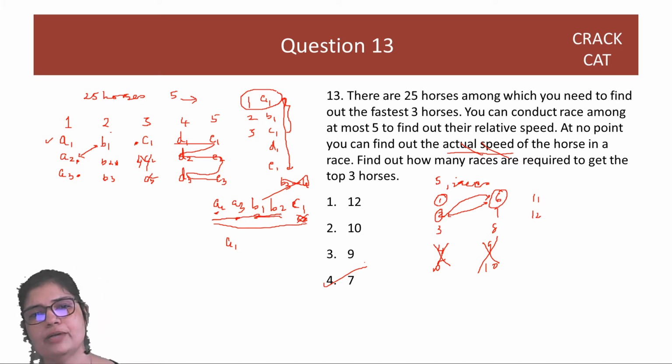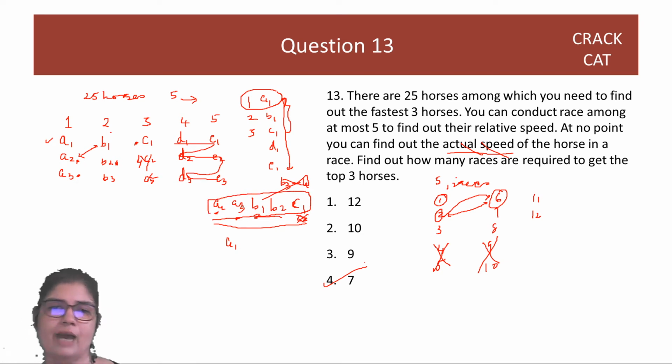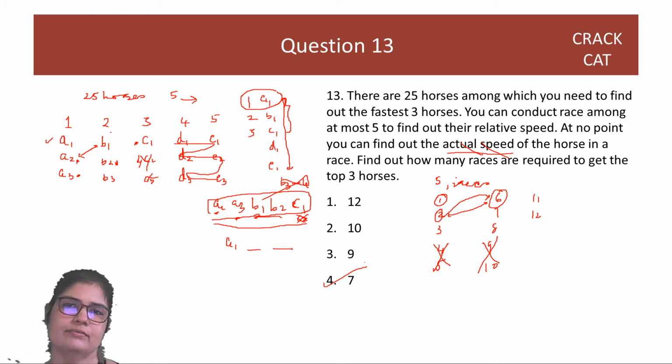So you just need to make these 5 horses run again. And you will get your answer: the one who comes first here, sorry, will be the second guy, and the one who comes second here will be the third guy. So you just need 7 races, that's all.